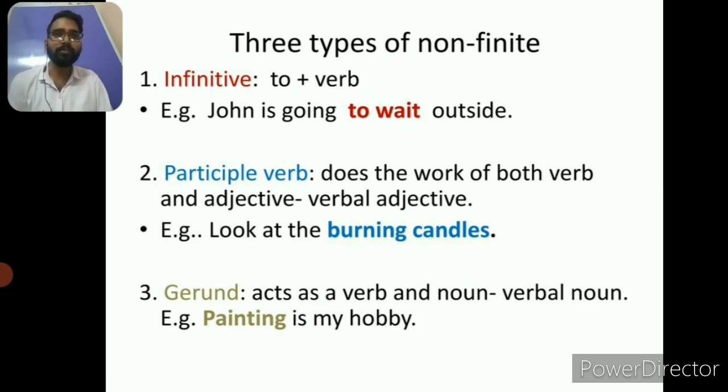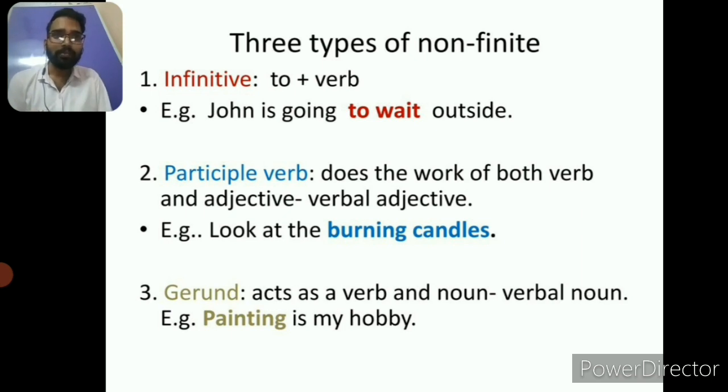Now participle does the work of both, both verb and adjective. It works in both ways, as a verb as well as an adjective. That's why we call it a verbal adjective. See the example. Look at the burning candles. Look at the burning candles. Here it's my participle.